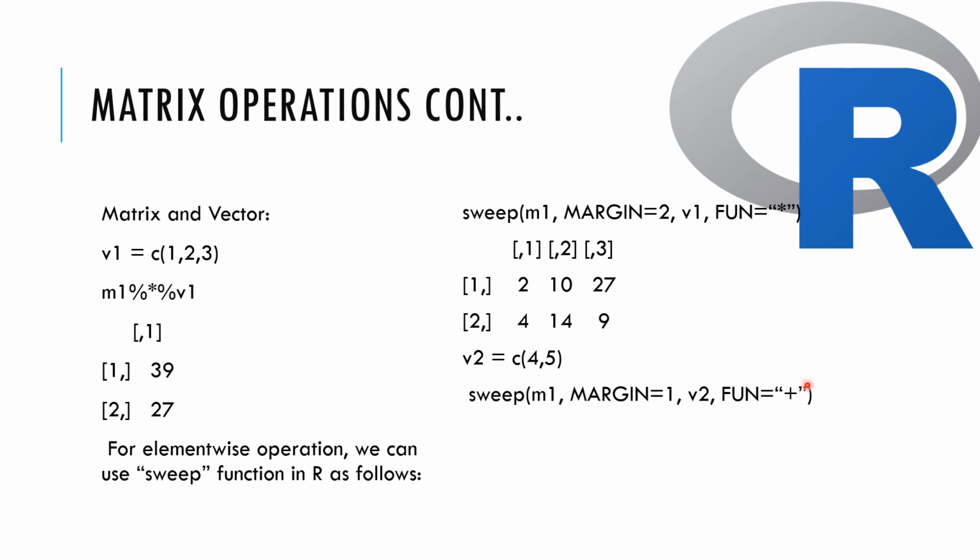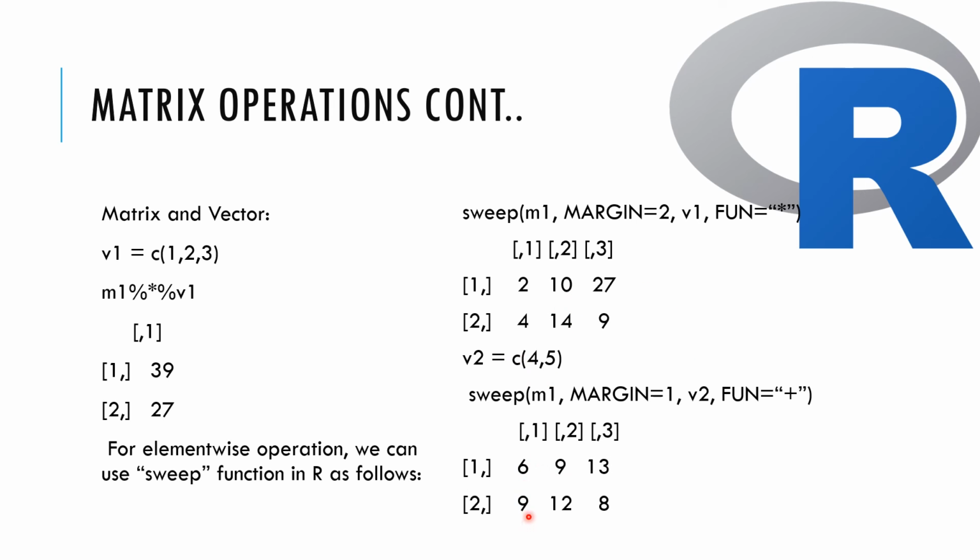You can use addition here. But again, if you're using the same vector, then the margin has to be 2, because the number of elements in each row has to be the same as the number of elements in the vector if you're using margin as 2, which is row wise. If you are doing it column wise, then we have to use a different vector, because the vector has to have two elements, as each column has only two elements, and therefore we are using a different vector here.